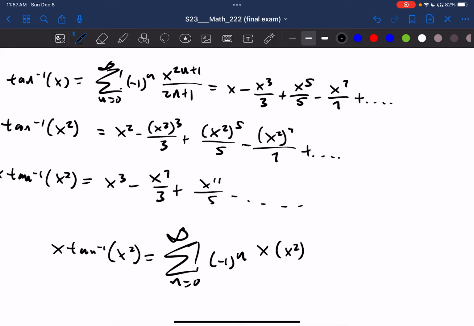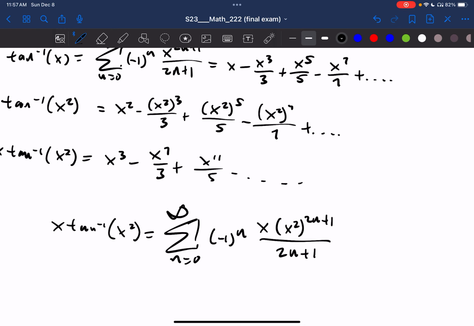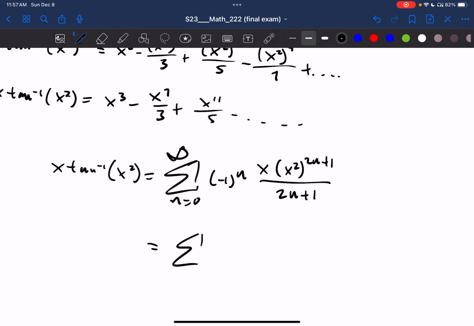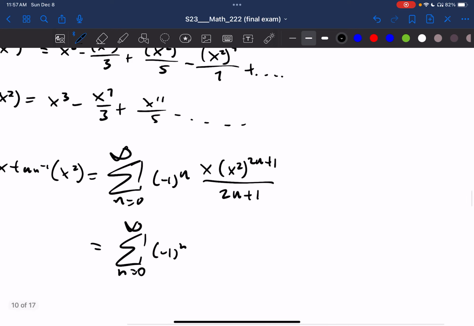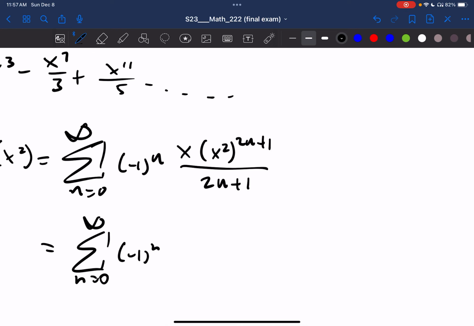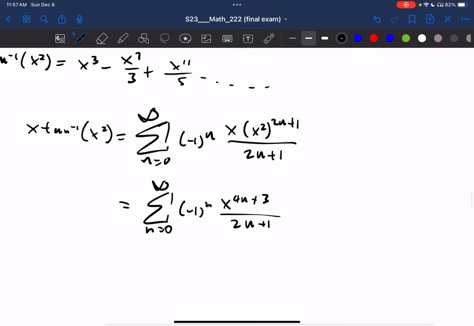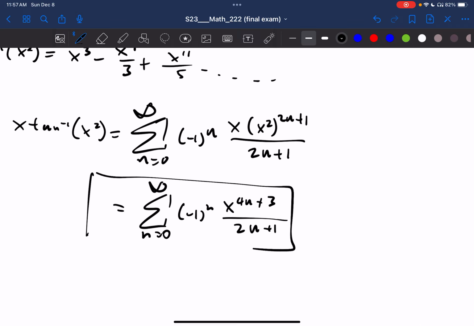x squared to the 2n plus 1 all over 2n plus 1. Simplifying this a little bit more, we're going to end up with two times 2 is going to be 4, so we're going to have x to the 4n plus 3, because you have a plus 2 plus another x, all divided by 2n plus 1. And this is your answer.